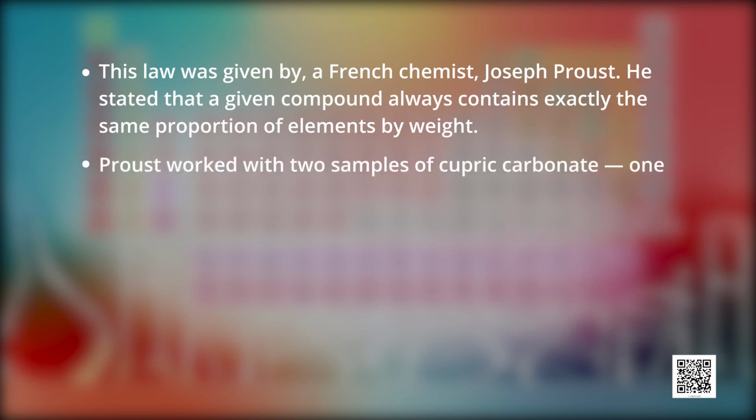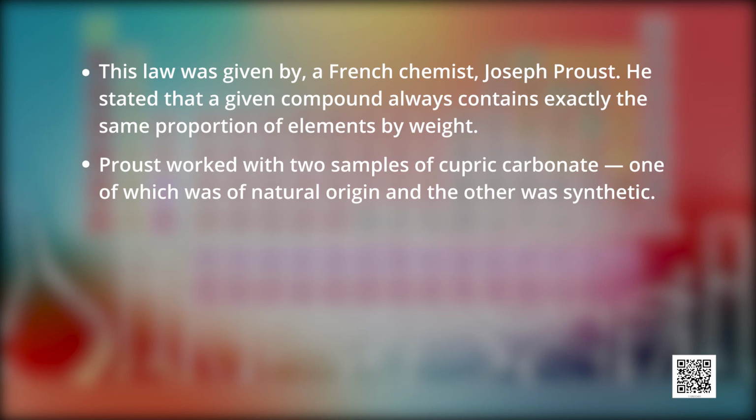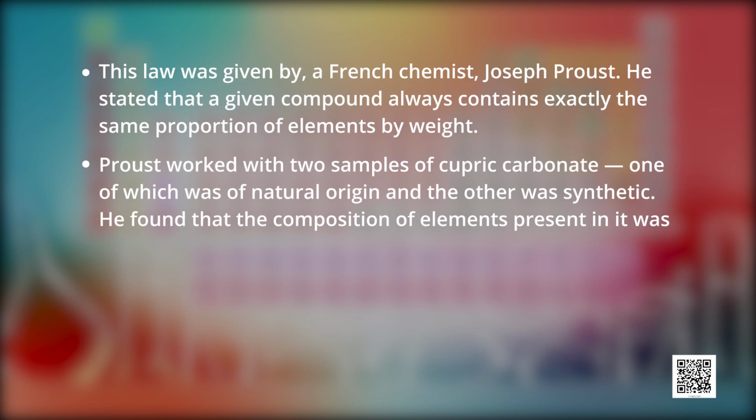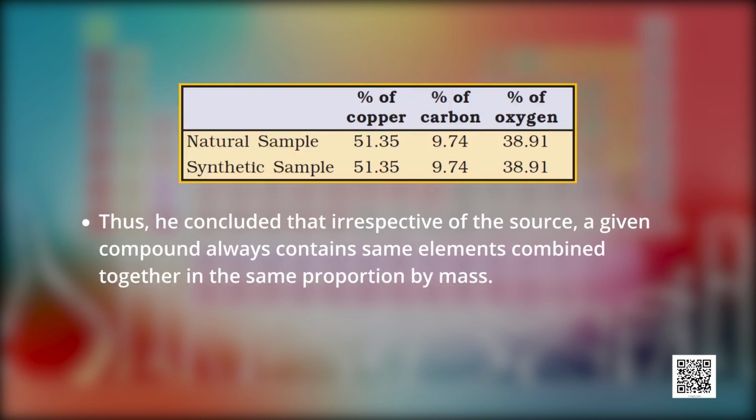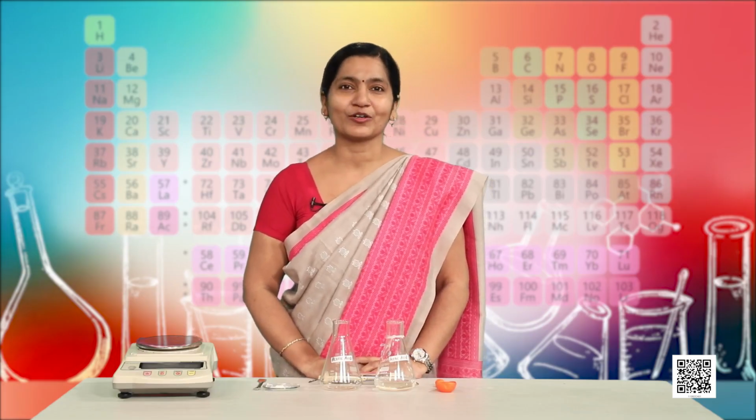Proust worked with 2 samples of cupric carbonate. One was of natural origin and the other was synthetic. He found that the composition of elements present in it was same for both the samples, as you can see on the screen on the table. Percentage composition of copper, carbon and oxygen are the same in natural sample and synthetic sample. Thus, he concluded that irrespective of the source, a given compound always contains same elements combined together in the same proportion by mass. Now let us discuss the next law of chemical combination.